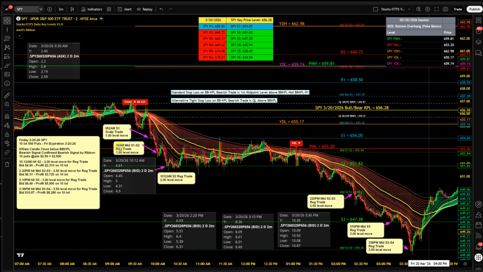So here at 10 a.m., we have a hit of the mid S1, S2 level. That is the 1.5 level move in your favor. Again, that's from taking the level that you're basing the trade on, and you're looking 1.5 levels in the direction of the trade, in this case down. So that's one level here. Next midpoint level down is 1.5 levels, mid S1, S2, 652.94.